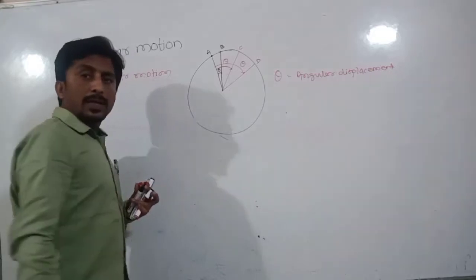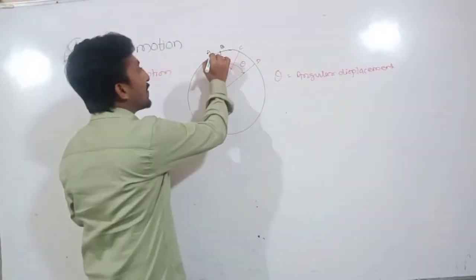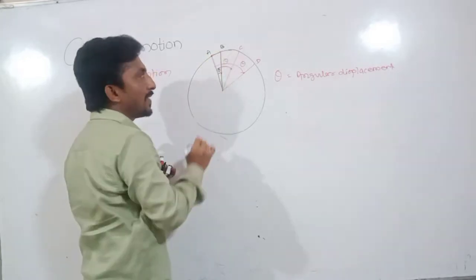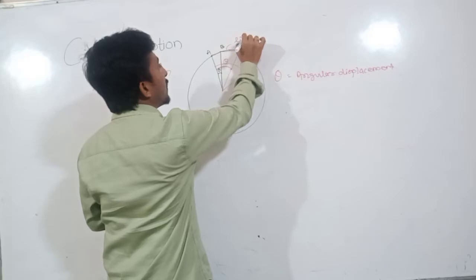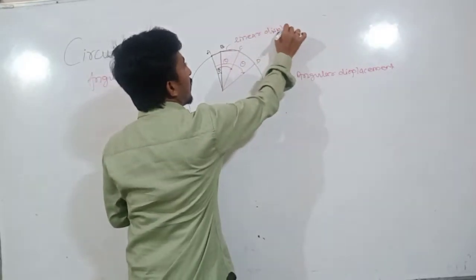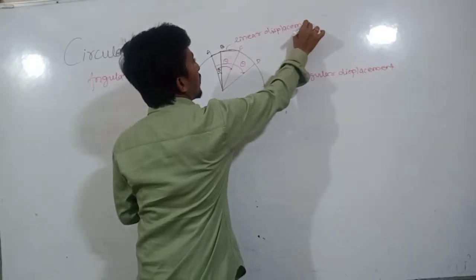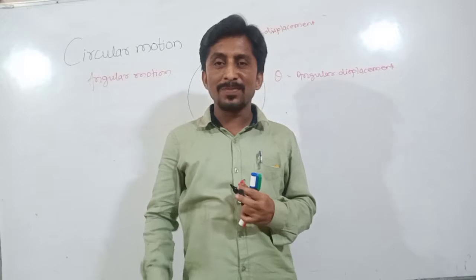Now see, when this particle comes from A to B, this displacement from A to B or from B to C is called as linear displacement. What it is called? Linear displacement. Now linear displacement, you know the meaning of linear displacement?